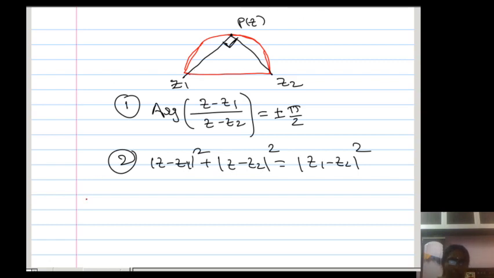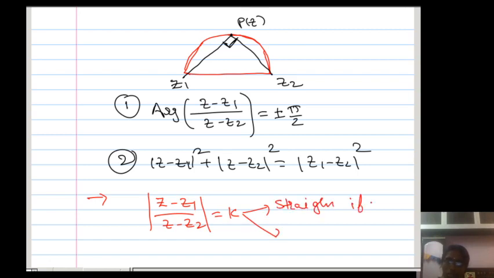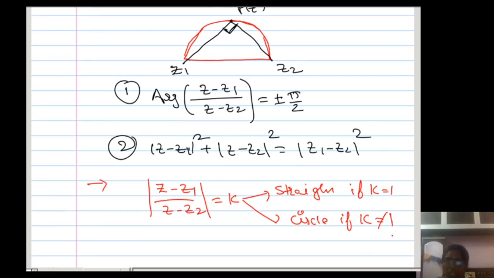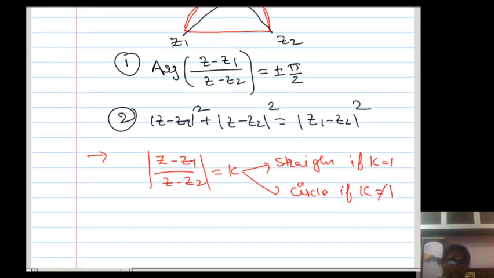Next point, you have one more thing. If mod of (Z minus Z1) by (Z minus Z2) is equal to K, it represents a straight line if K is equal to 1, and it represents a circle if K is not equal to 1. By the same concept you can remember: whenever the modulus value is equal to 1, that represents a straight line equation.